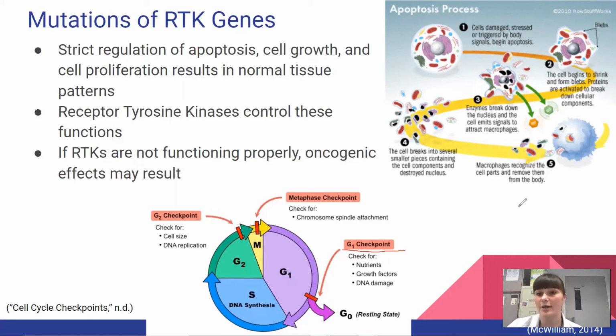Up here in this diagram, we see apoptosis, or the process of apoptosis, which starts up at number 1 with cells that are damaged, stressed, or whatever have you. Once apoptosis is triggered, that cell is going to begin to shrink up, and other proteins are going to get activated to start to break down those cellular components. Enzymes are going to break down the nucleus, and the cell's eventually going to break apart into smaller pieces and eventually will be destroyed or eaten via endocytosis by macrophages.